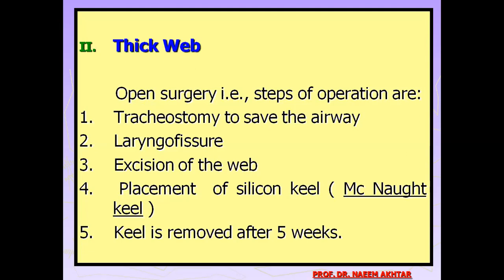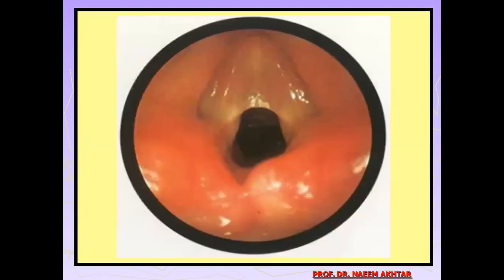Steps of operation are tracheostomy to save the airway, second, laryngofissure, third, excision of the web, fourth, placement of silicone keel in the form of McNaught keel, and fifth, keel is removed after 5 weeks of the operation. Now you can see here that this is the web anteriorly, this is the posterior part of the larynx, arytenoids, and airway in this area is patent.